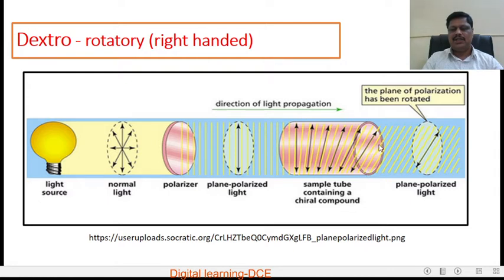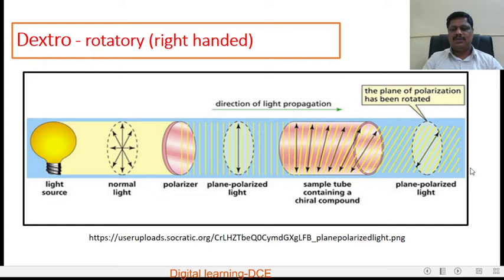When this plane polarized light is passed through a dextrorotatory optically active substance, the emergent light contains vibration which is rotated in the clockwise direction, that is towards the right of the observer who is looking against the direction of the propagation of the light. The plane of polarization has been rotated towards the right or in the clockwise direction.